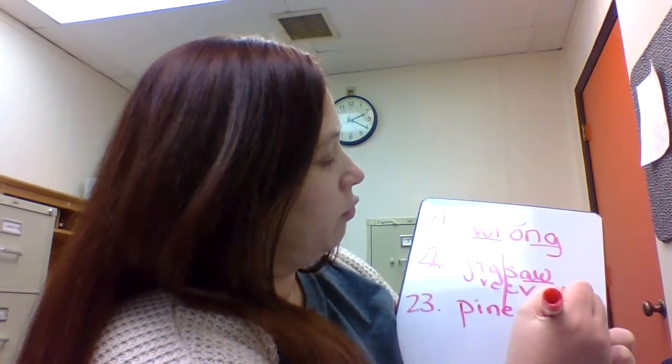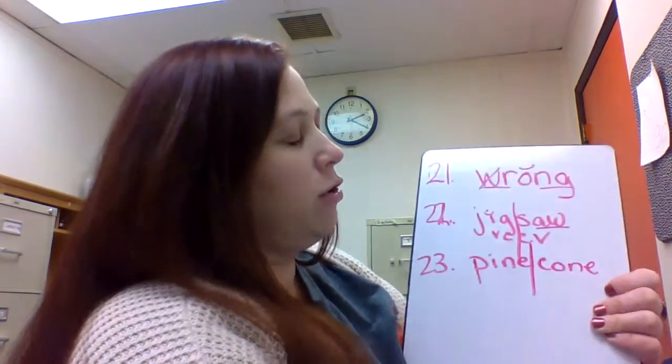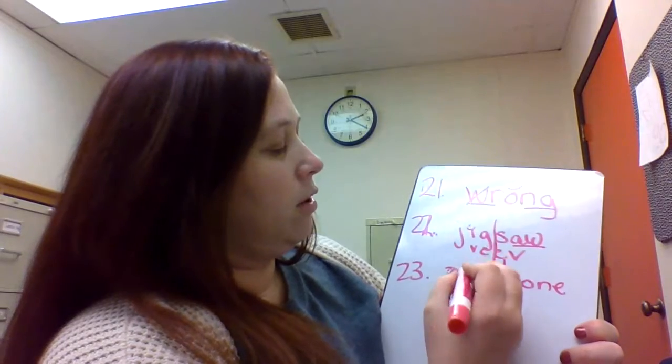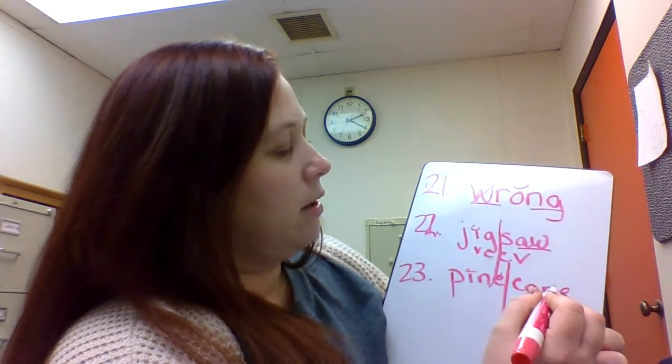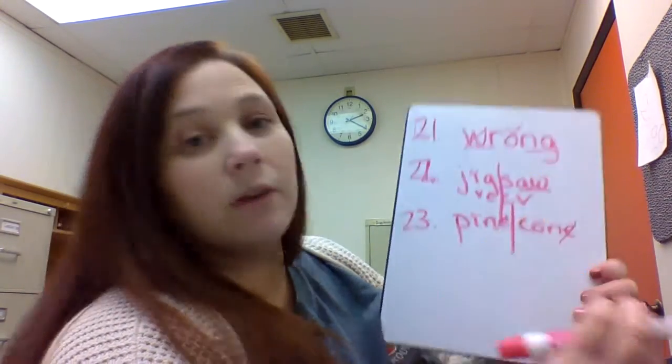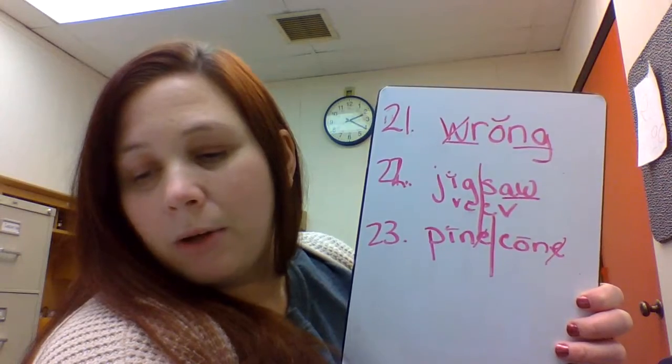23, we have pine cone. Pine cone is a compound word, so we'll draw a line between pine and cone, and then we'll code each word. Here on both of them we have I consonant E, O consonant E, so we're going to mark our E off. Our I gets a breve, mark our E off, our O gets a breve. And that's all we do for that one.